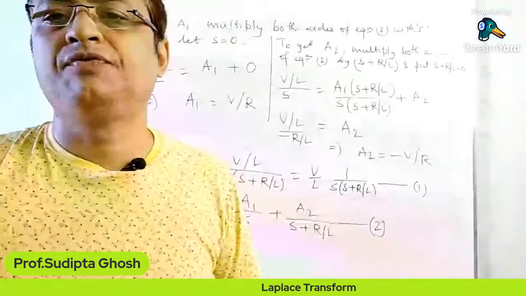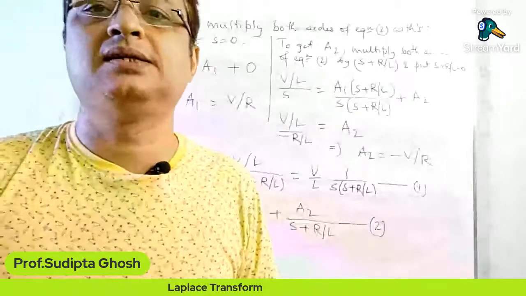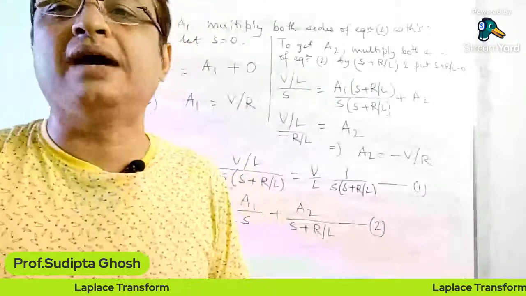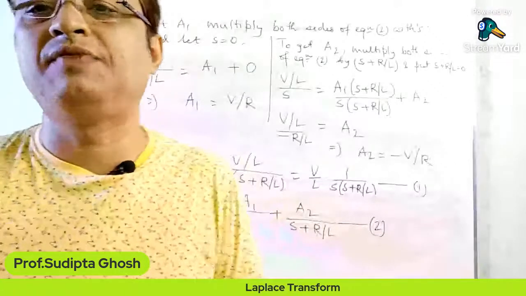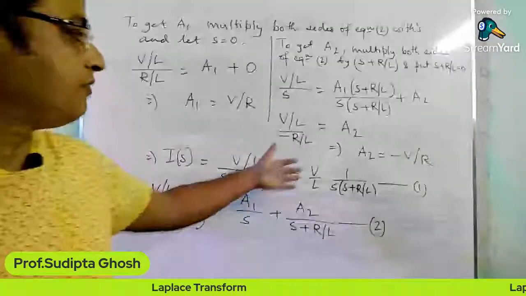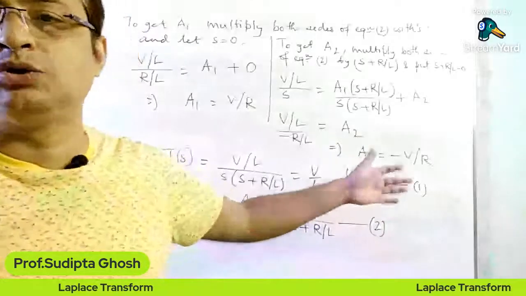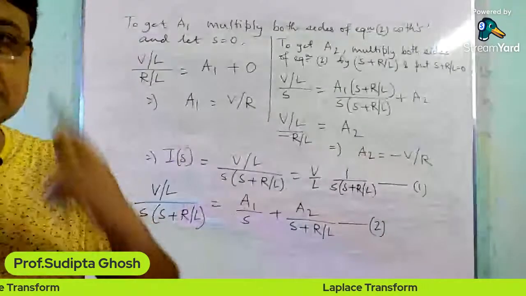a2 is v by r. Yes, Pranav, now it is right. The values are v by r and minus v by r. Abhijit, yes, it is minus v by r. That is the value of a2. I think you have found the value of a2, and this is correct.